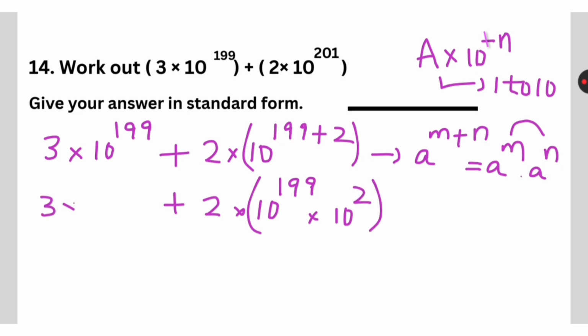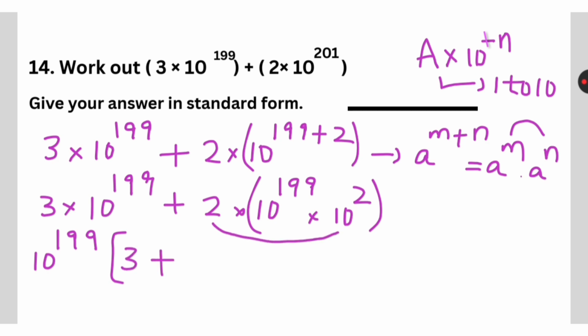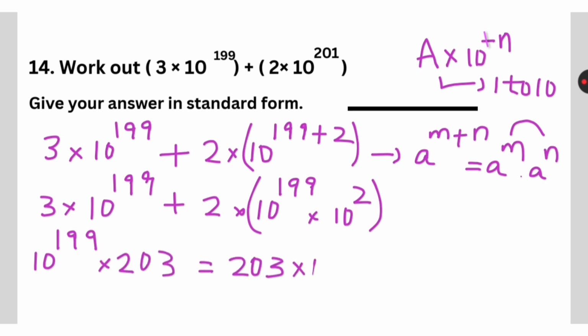Now observe here, in the first term we have 10 raised to the power of 199, and here also we have 10 raised to the power of 199. Both sides we have the same term. So let's take it common, 10 raised to the power of 199. In the first term, what is left? Only 3. In the second term, what is left? 2 times 10 raised to the power of 2. 10 raised to the power of 2 is nothing but 100, isn't it? So 2 times 100 gives 200. 200 plus 3 gives 203. So finally we got 203 times 10 raised to the power of 199.